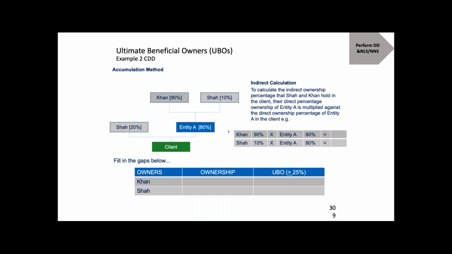It's 20. He owns 20%. Shah owns 28%. Is he up to 25? Yeah, because he already owns 20% on his own and then owns 10% in entity A as well. So if you add everything up.